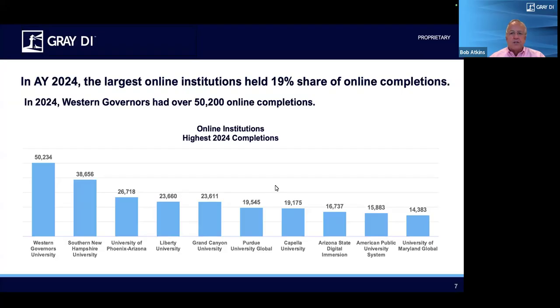So in addition to the structural growth, which is substantial, the big boys here and some of the smaller ones as well have benefited from troubles at some of the other players. It's been a share shift in a sense. By the way, these 10 institutions alone constitute 19% of the total U.S. online education market. So these big players are disproportionately large. There isn't that kind of concentration in on-ground education, as you might imagine.